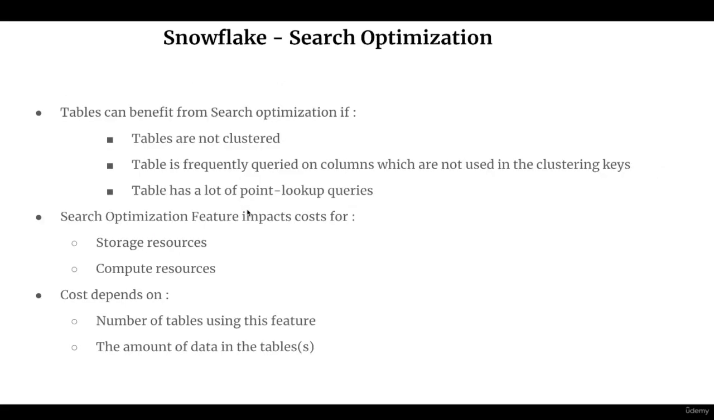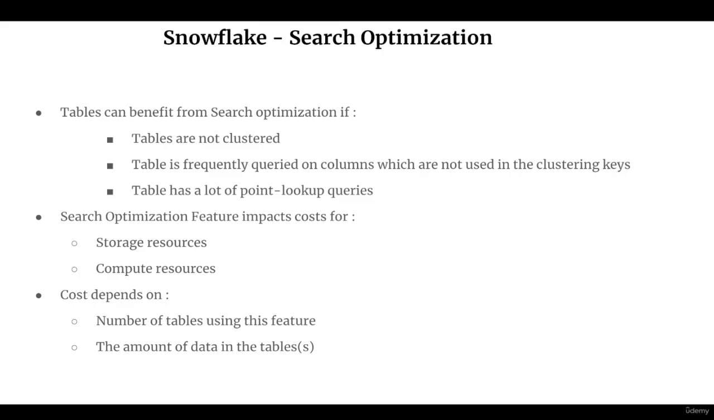Now, the next question is, what kind of tables benefit from search optimization? First off, if your tables are not clustered, keep in mind not all tables need to be clustered, right? This is something we've looked at in the past as well. If your tables are not clustered and the tables are frequently queried on columns that do not use the clustering keys, let's say you have a bunch of queries running every day on a table that has terabytes of data, and these are point lookup queries, and they don't essentially make use of your clustering keys. So this table can be a good candidate for search optimization.